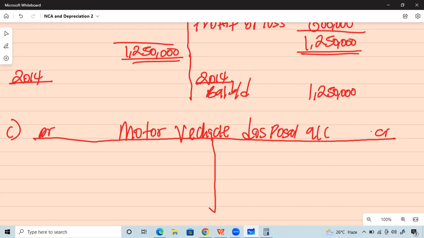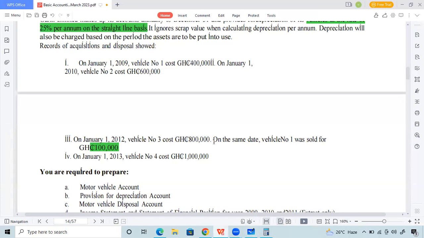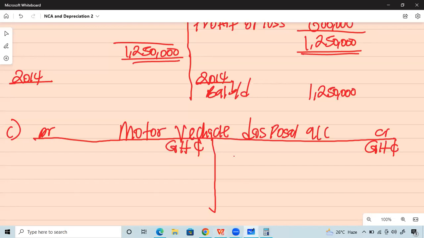So in this disposal account, the first thing you need to consider is how much you receive when you sell this particular asset. It will be given to you in the question. They say on the same date, vehicle number 1 was sold for how much? So that is the amount that you receive.